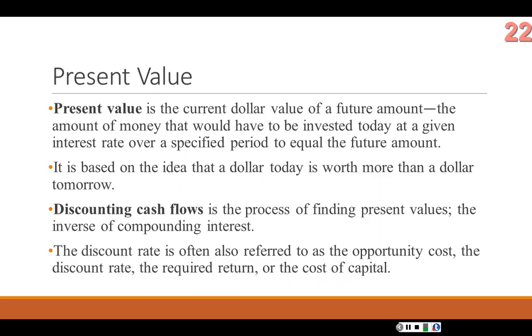So the opposite of future value is present value. If we're taking cash flows backwards in time, we would be finding the present value. The present value is the current dollar value of a future amount. And we find the present value by discounting cash flows, the inverse of compounding interest.